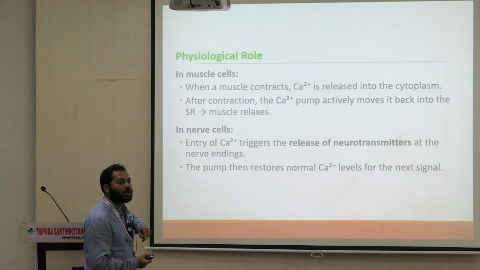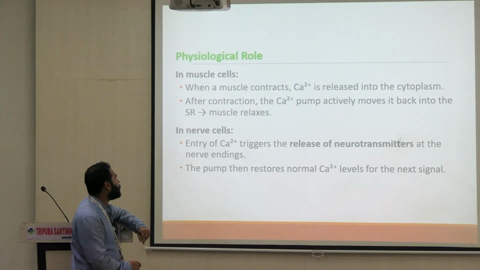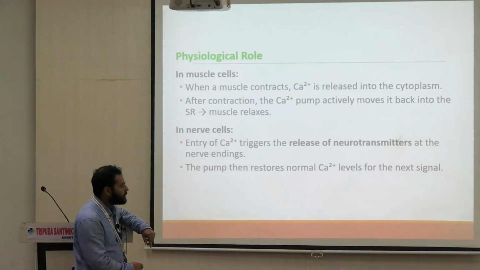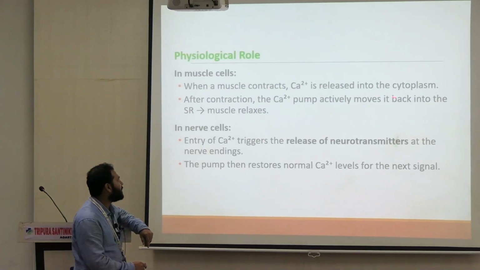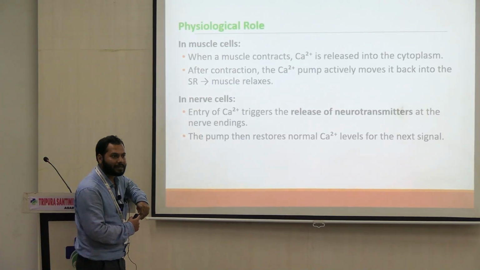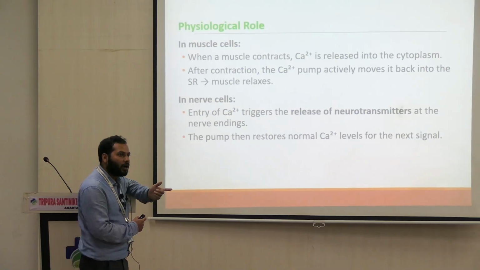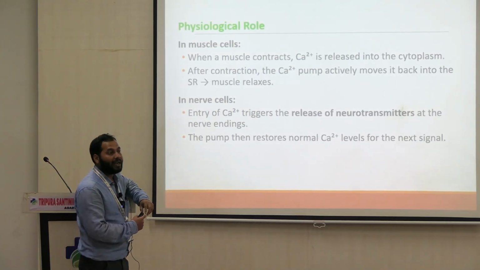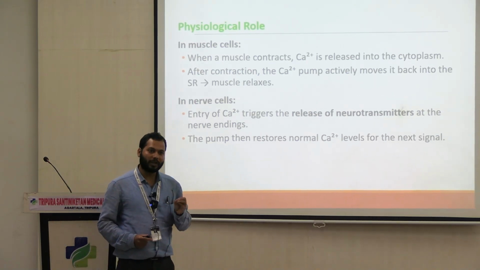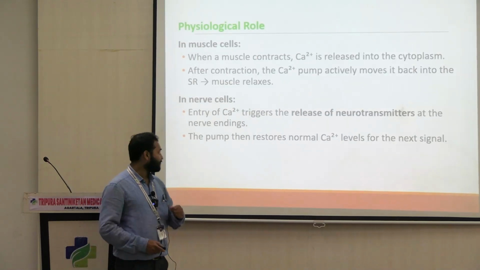Now you can see where calcium ion is most important, as I mentioned, in the muscles. When a muscle contracts, calcium is released into the cytoplasm, right? After contraction, the calcium pumps actively move it back into the sarcoplasmic reticulum, which leads to the relaxation of the muscles. This is an important phenomenon of the muscles. Once a muscle contracts, it must return back to the relaxation phase. To maintain the contractile property and relaxation, the cell needs a sufficient amount of calcium ion, right? So to get that calcium ion, the transporter helps.